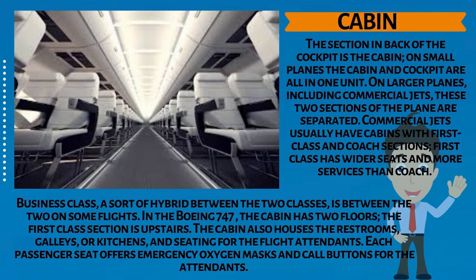In the Boeing 747, the cabin has two floors. The first class section is upstairs. The cabin also houses the restrooms, galleys, or kitchens, and the seating for the flight attendants. Each passenger seat offers emergency oxygen masks and call buttons for the attendants.